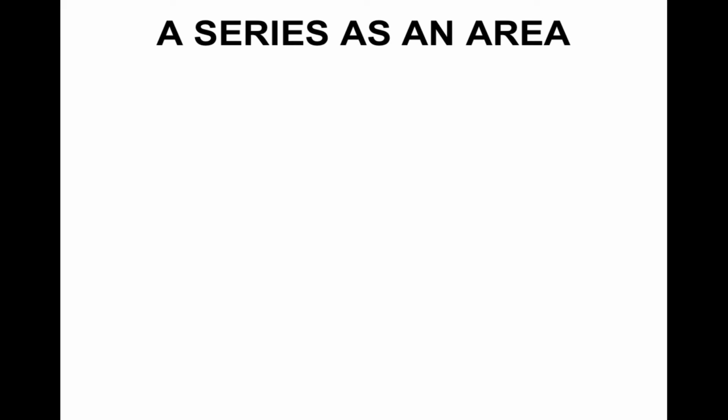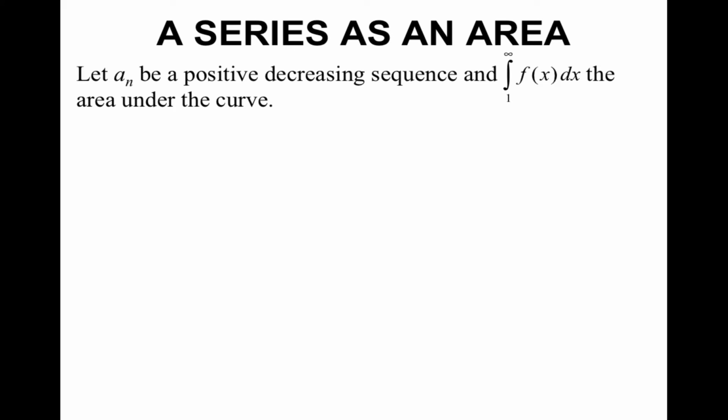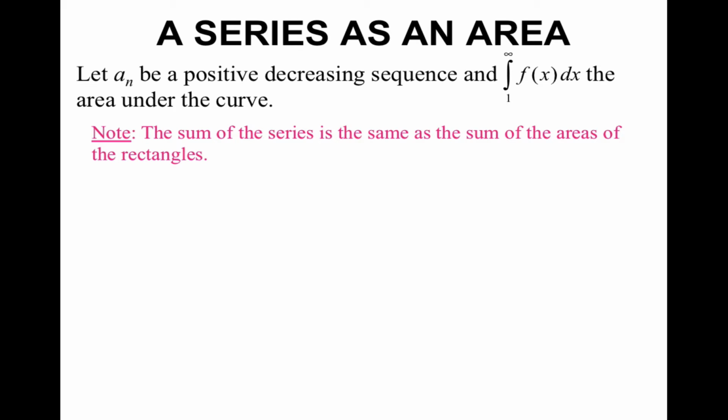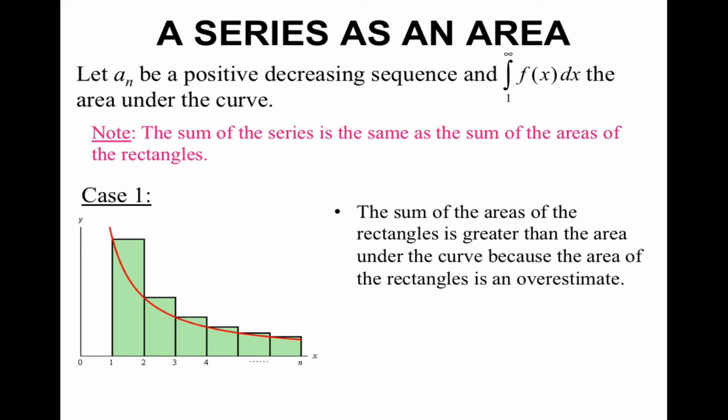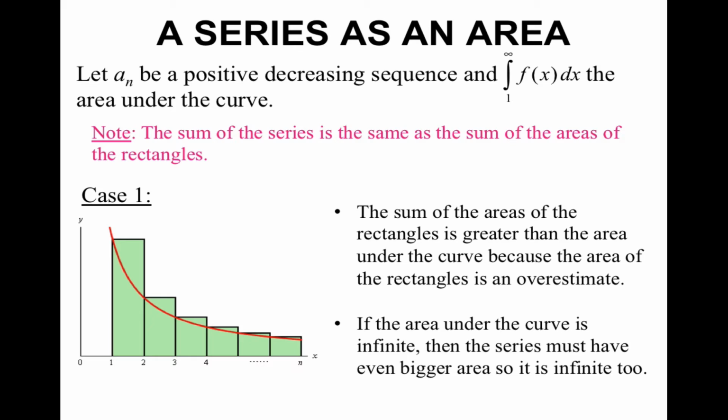So let's look at a series as an area. Let a sub n be a positive decreasing sequence, and consider the integral from 1 to infinity of f of x dx, the area under the curve. Keep in mind, the sum of the series is the same as the sum of the areas of the rectangles. Our first case is if the sum of the areas of the rectangles is greater than the area under the curve, because the area of the rectangles is an overestimate. As my picture shows, the area of the sum of the rectangles is bigger than the actual area under the curve. And if the area under the curve is infinite, then the series must have even bigger area, so it is infinite too.